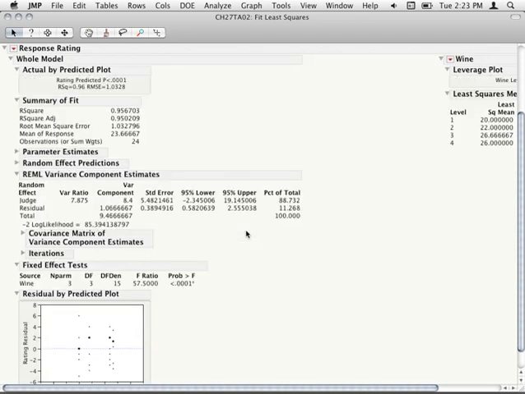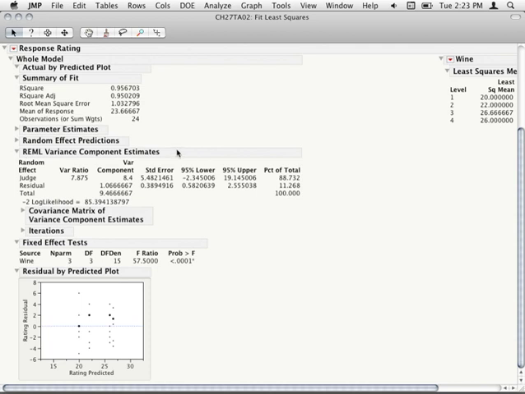And you're going to notice we have one new section here, this REML variance component estimates. And we're going to come back to this. But notice here under judge, we have this section called variance component. So this is the variance it is determined is accountable or contributing from the judges. So 8.4 on whatever scale our metric was in. That's the variance that is just contributed from differences across people.